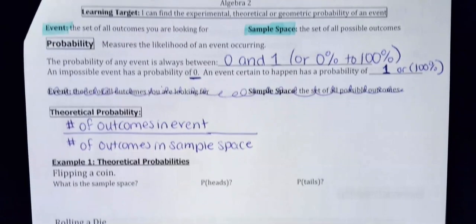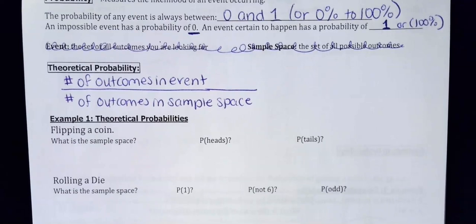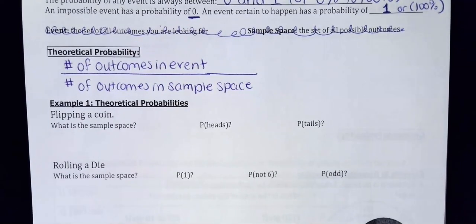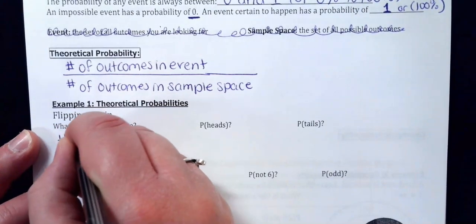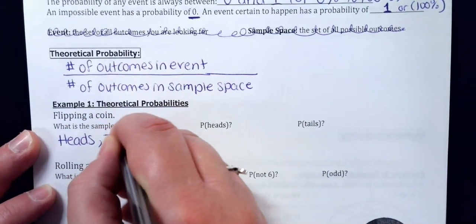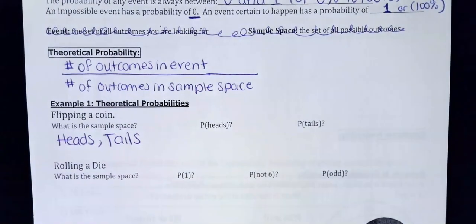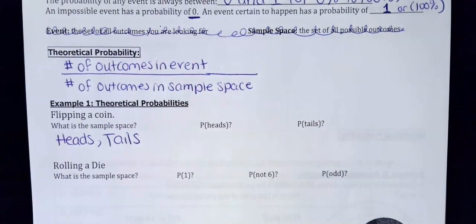We were just talking about flipping a coin briefly. So flipping a coin, the sample space would be heads or tails. There's only 2 things that can happen with just a normal coin, nothing weird, okay? So if I flip a coin, I can flip up heads or I can flip up tails.